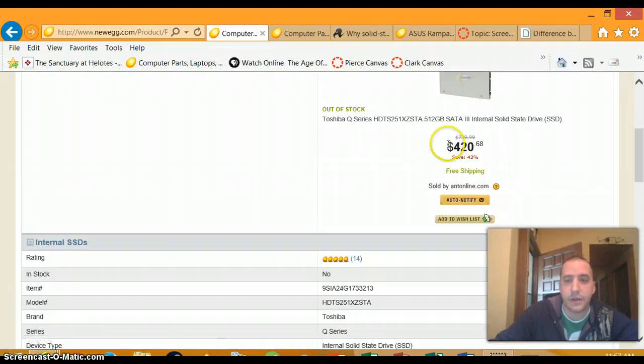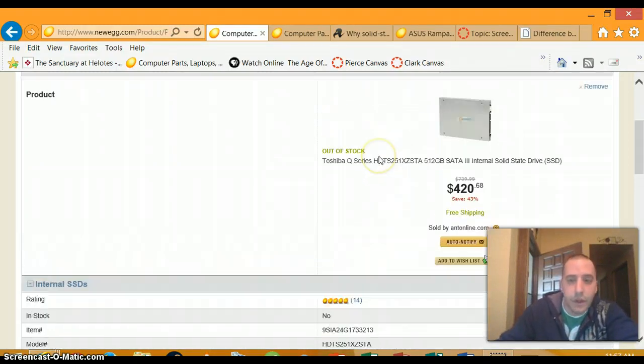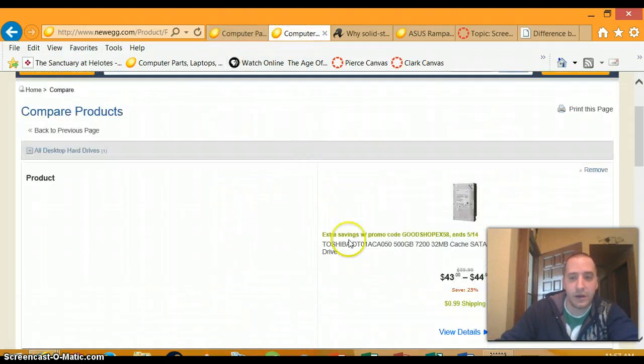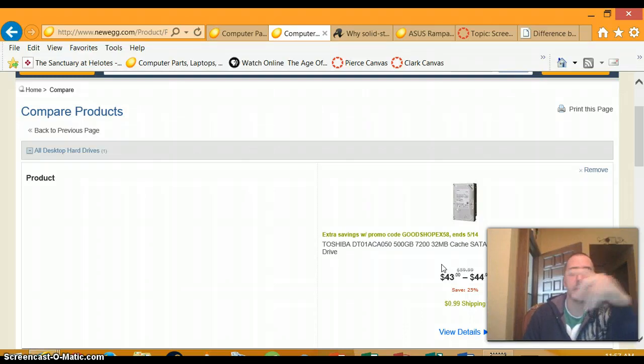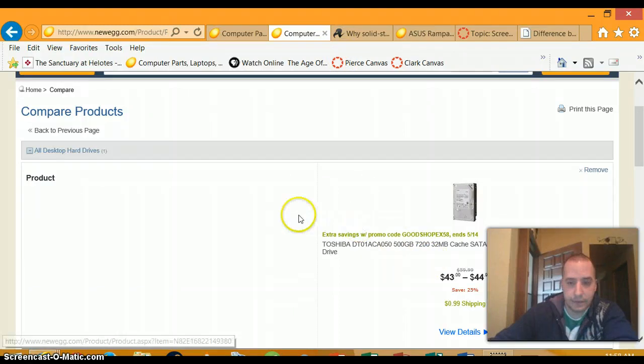Once these prices come down to something reasonable around maybe 300, 200, that's probably when I'll most likely buy something like this. But as of right now, for the price, the stability and the data recovery process, it's easier for data recovery on the disks compared to the non-volatile memory of the solid state drive.